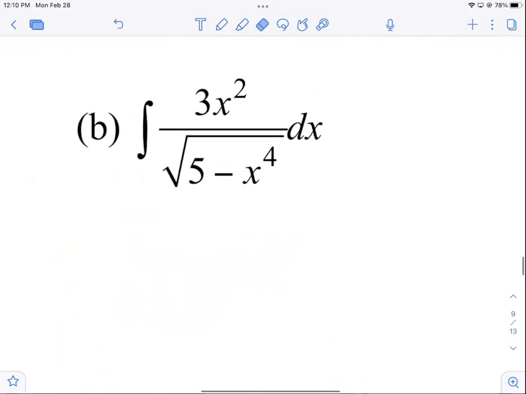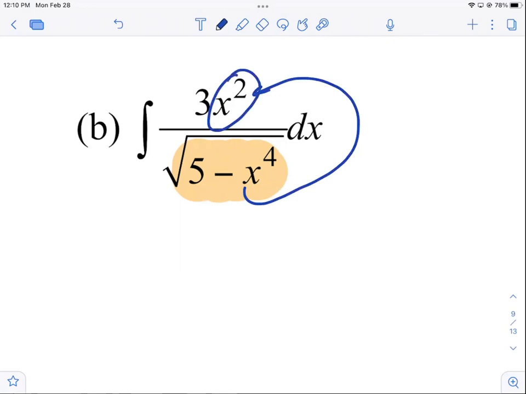If you're looking at this one, you could say, just like we did before, 5 minus x to the 4th would be the inside function, but its derivative is 4x cubed. Uh-oh, I'm off by an x. You can't be off by a variable; you can only be off by a constant multiple. So this one is obviously not going to be done the way we just did A. It's not going to be a power rule. So what else do we have at our disposal?